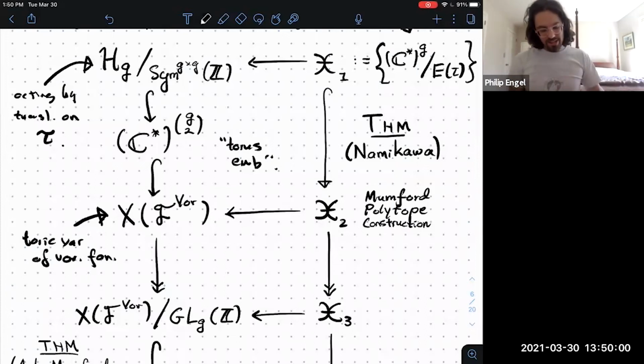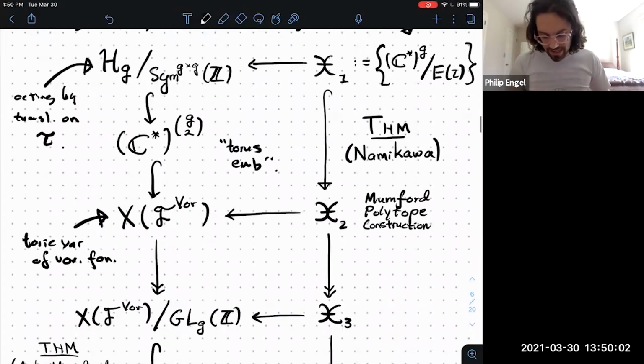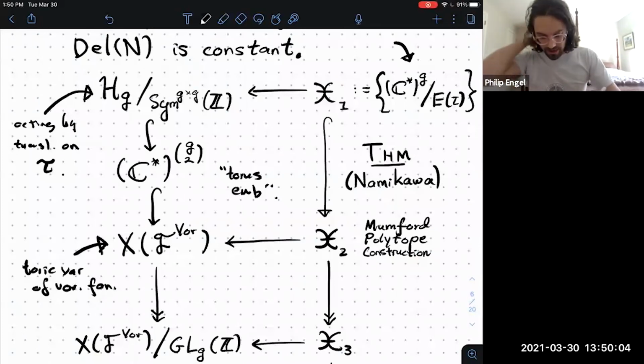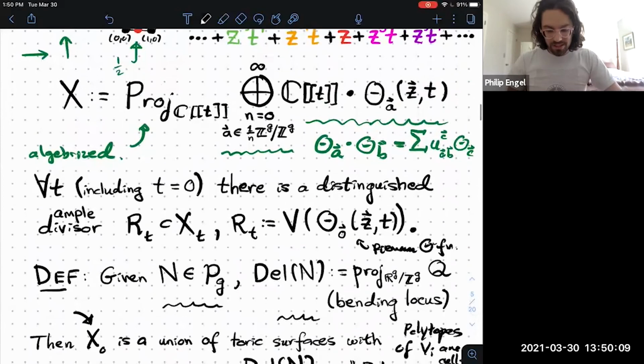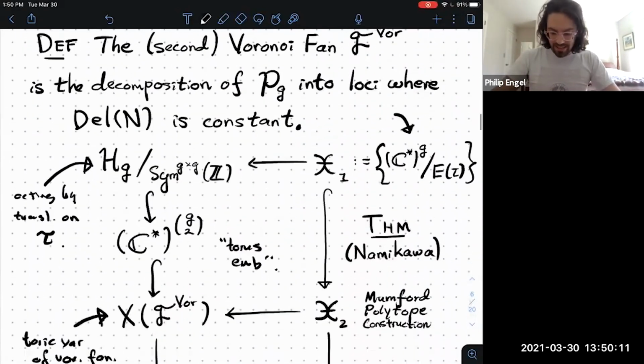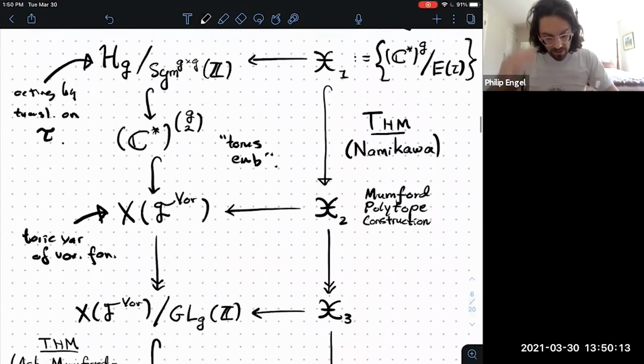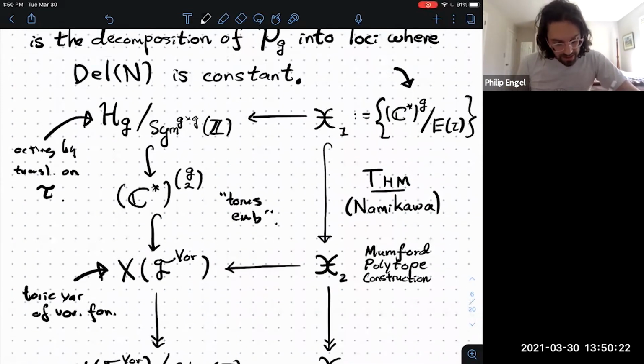So we take this extension associated to the second Voronoi fan, and then Namikawa showed that if you do this Mumford type polytope construction, it can actually be done over this toroidal extension of H_g mod Sym_g(Z). By the way, this quotient by translation is called the first partial quotient in the theory of toroidal compactifications.